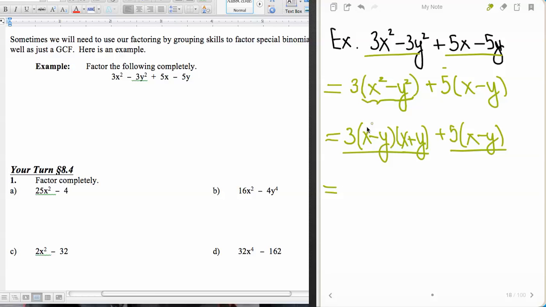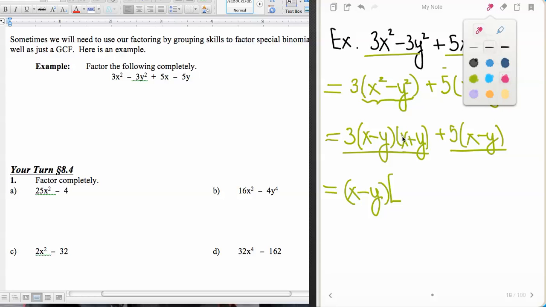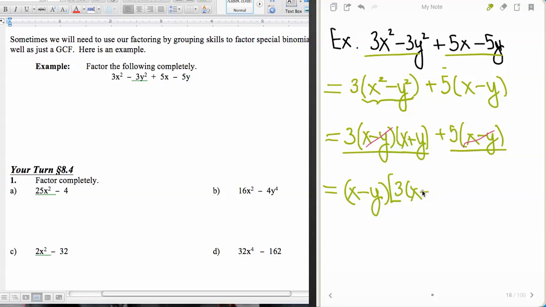Now we have a term here and a term here, and that's where we continue our factoring by grouping strategy. Out of this term and this term, we have a GCF. That GCF is an x minus y. So we'll write that right there. And then here we would cancel that out, and that one goes, and then out of here it's going to go there. So I have 3 times an x plus y here, and then plus a 5 here.